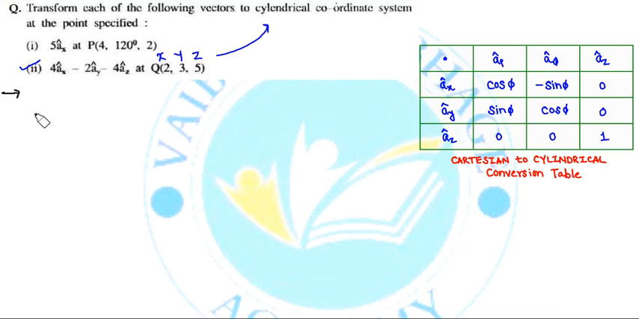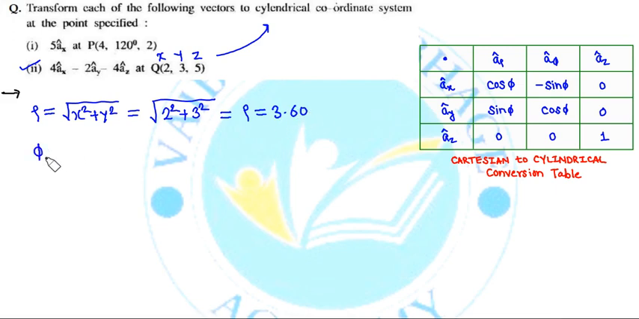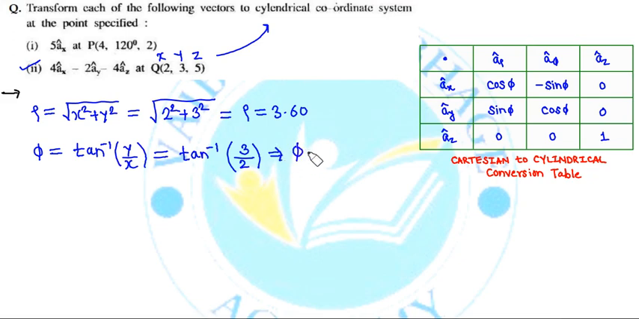So for that purpose, we will be using these values: rho is equal to the square root of x square plus y square. Okay, so what is x? We have x to be 2 square, y to be 3 square, and the square root of this is coming around 3.60. Okay, now next we have phi. Phi is nothing but tan inverse of y by x. So put in the values: y is equal to 3 divided by x, and that will give you phi equal to 56.30.